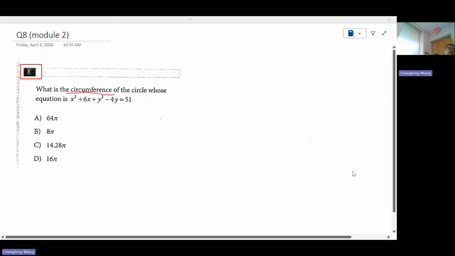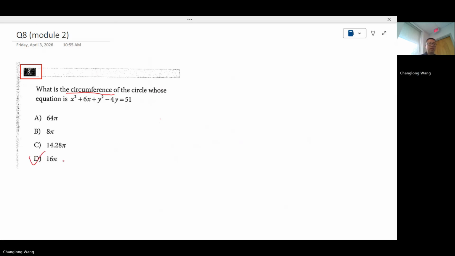Anyone figure out the radius of that circle? The radius is, some say 8, right? Is it 8? Did you do it algebraically, or can you tell from decimals? The radius is 8, yeah. So that makes the circumference 16 pi.